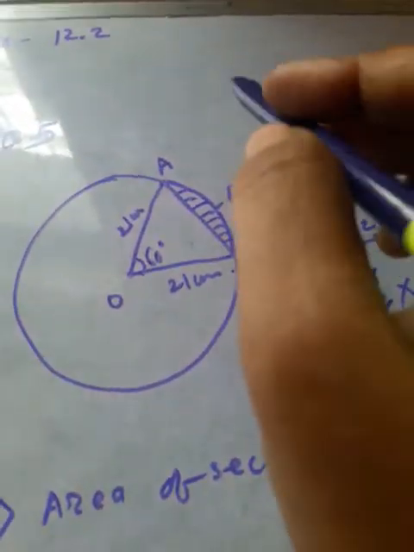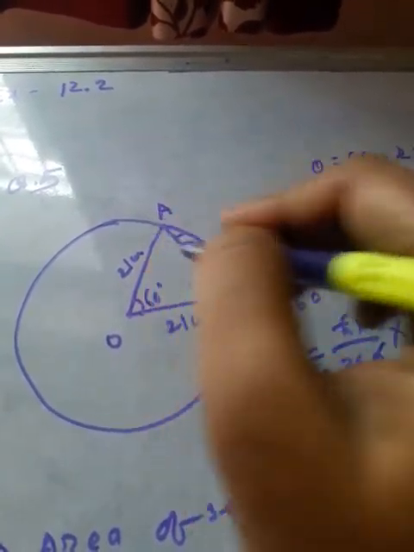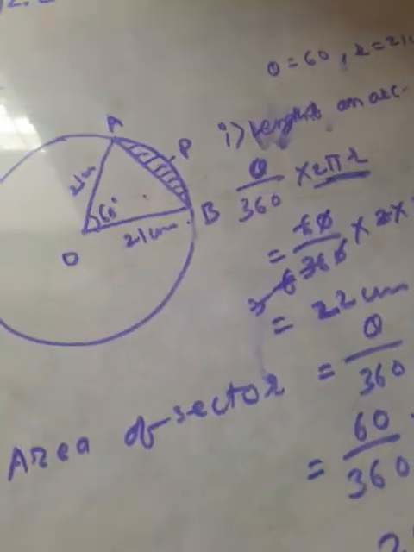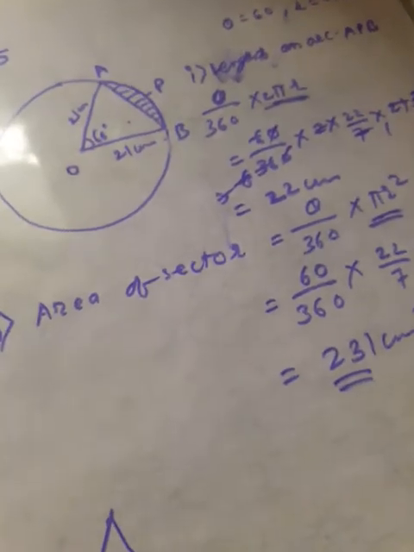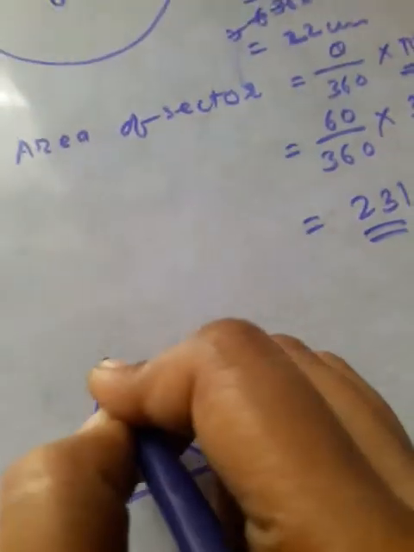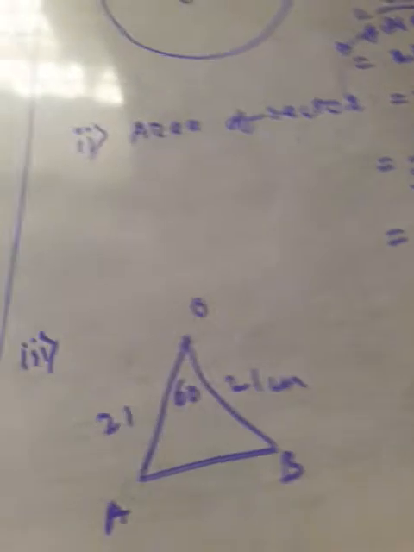That was the length, then third one, the area of this segment we have to find out. So we have to subtract the area of this triangle from the sector. We already know the area of the sector, but how to find the area of the triangle? The type of triangle is not given. So firstly take the triangle with angle 60 and sides 21, 21 centimeter. These two sides, the radii, are given, so by this information we have to find the area of this triangle.